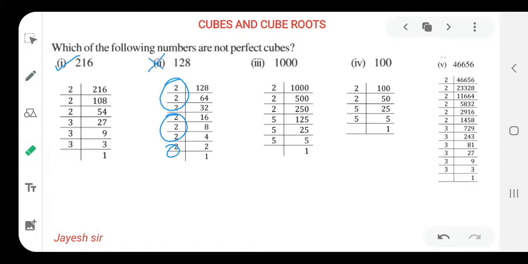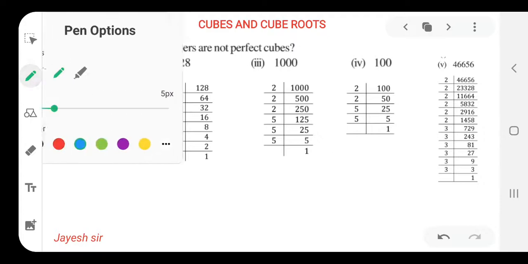So I have made a cross mark over there. I hope you all might be getting it. This is a very easy type of sum.